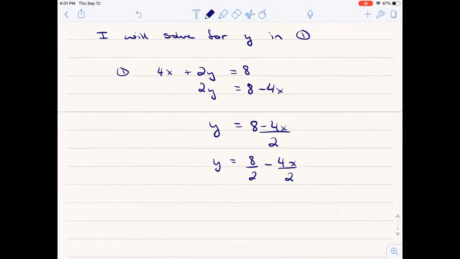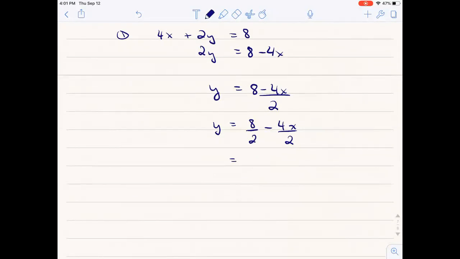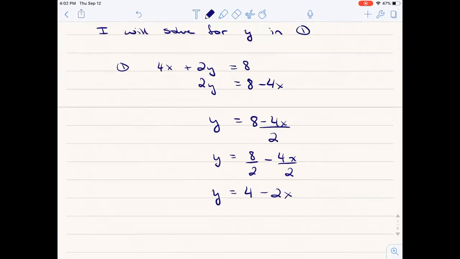Oh, whoops. So we get y is 4 minus 2x. Okay. This came from equation 1, and so that means we have to plug it into equation 2, because if we plug it into equation 1, then we're just going to end up back where we started. So it has to go into the other equation.